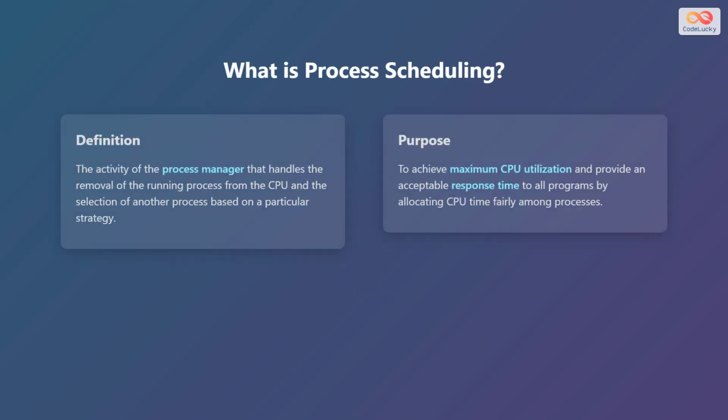Process scheduling is the activity of the process manager that handles the removal of the running process from the central processing unit, also known as the CPU, and the selection of another process based on a particular strategy. The main purpose of process scheduling is to achieve maximum CPU utilization and provide an acceptable response time to all programs by allocating CPU time fairly among the processes.